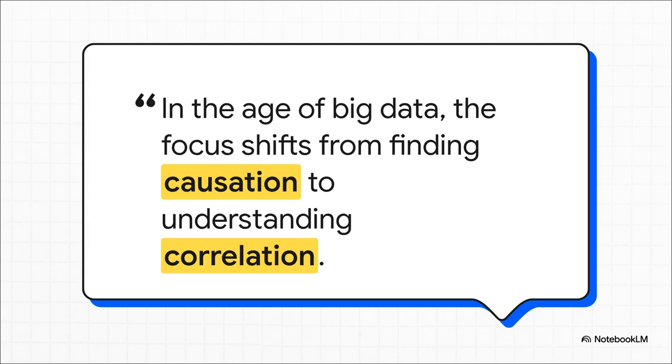You see, for centuries, science has been obsessed with proving causation, proving why something happens. But in the age of big data, we're realizing there is immense, incredible value in simply knowing what things happen together. In other words, understanding correlation is becoming just as important, if not more so, than proving causation.